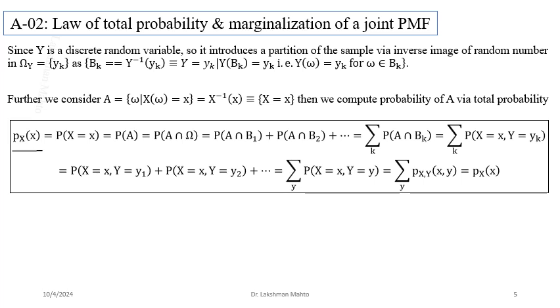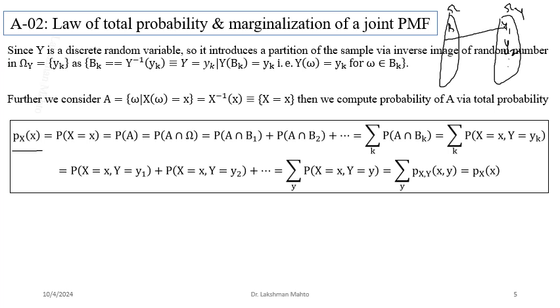I had mentioned that if you have a discrete random variable, then the inverse map of each observation of y comes up with a partition of the sample space. You can observe here: this first one is omega, this one is omega, and this one is the range of y, which we call omega y. y may observe finite or infinite values, call them y1, y2, and likewise it will go to yk. So what is the inverse image of y1? We call it b1.